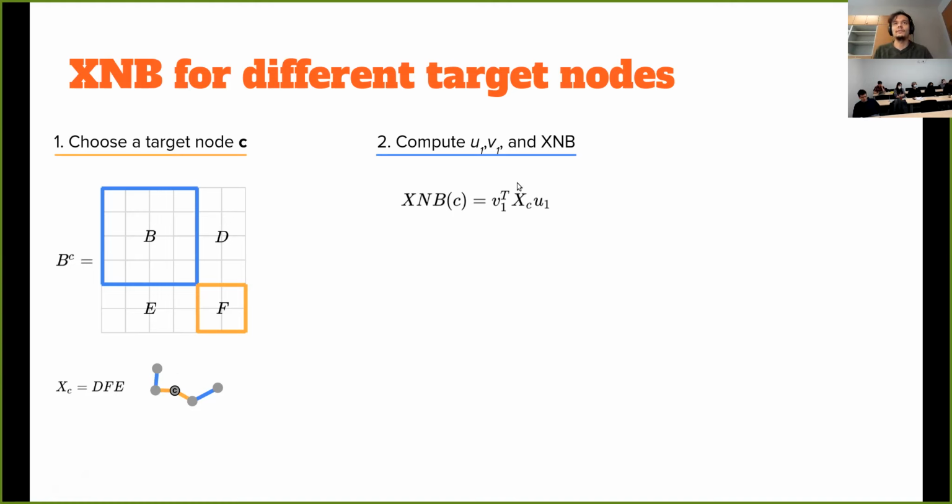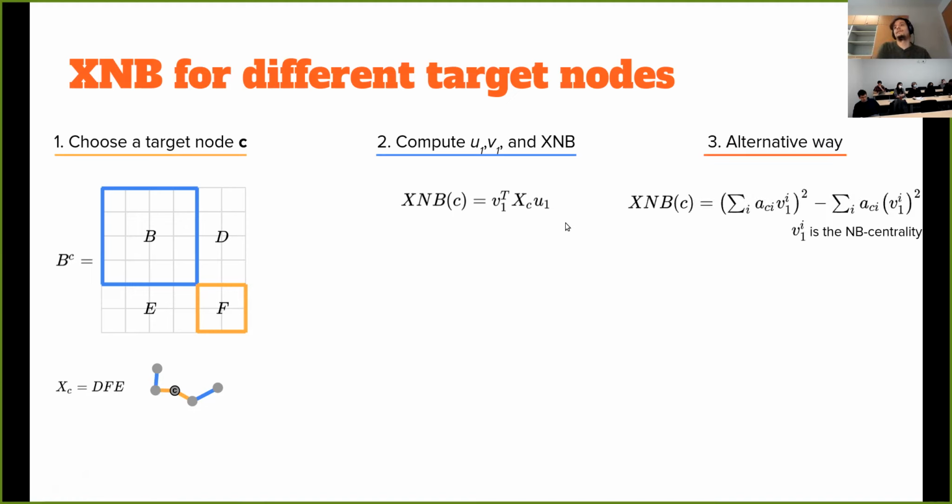The way that we're going to do that is I'm going to look at this bilinear form, which is written in matrix form. I'm going to write it in scalar form, and I'm going to find that it's nothing but this expression. So this expression is exactly the same as this. Let's see what it's saying. It is summing over all of the nodes. This A quantity is an element of the adjacency matrix, so it's summing over the neighbors of my target node C. And for each of them it's taking the non-backtracking centrality of that node. It's squaring the entire sum, and then it's subtracting the sum of the squares of the non-backtracking centralities.